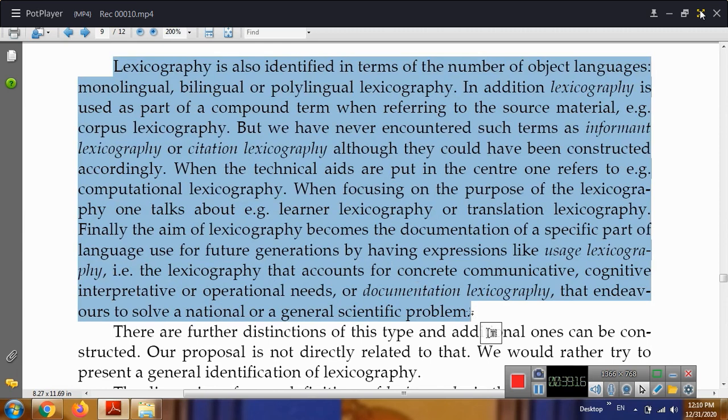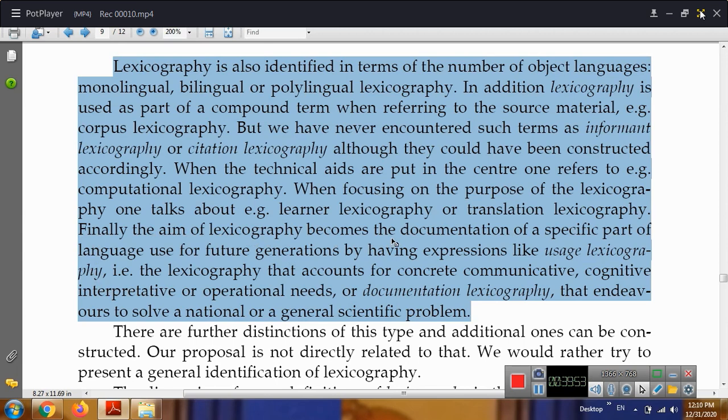For example, we don't encounter such terms as informant lexicography or citation lexicography. Also, they could have been constructed accordingly. When the technical aids are put in the center, one refers to computational lexicography. When focusing on the purpose of lexicography, one talks about learner lexicography or translation lexicography.